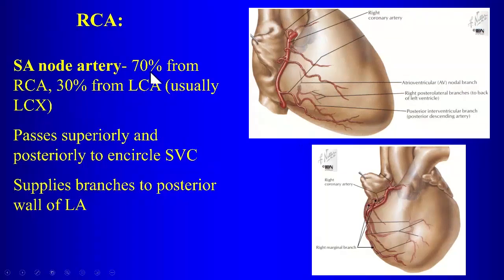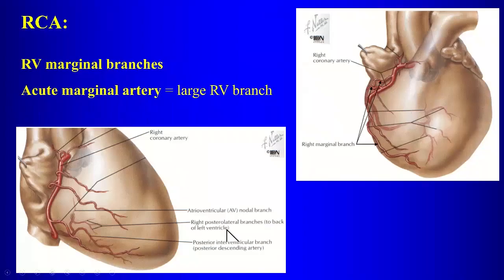Okay? So about 70% of the time, this branch that goes posterior from the proximal right coronary artery, the SA nodal branch, comes off from the proximal right coronary artery and heads towards the interatrial septum. 30% of the time that comes from the circumflex coronary artery. Now, as the right coronary artery comes around in the atrioventricular groove, it supplies branches here that supply the right ventricle. Those are called acute marginal branches. The largest one you might call the acute marginal artery.